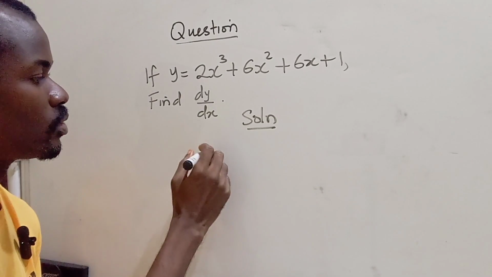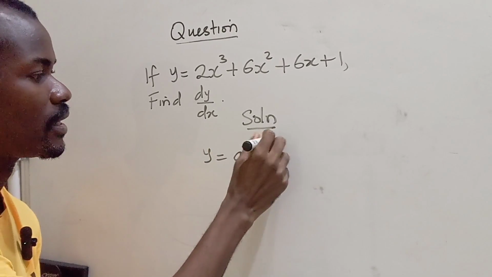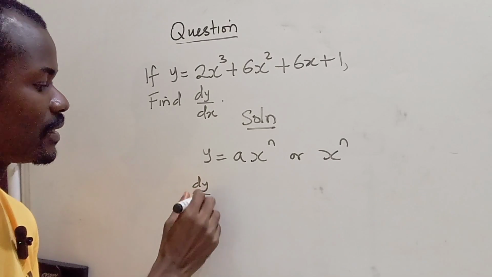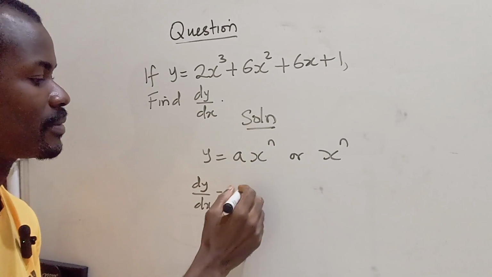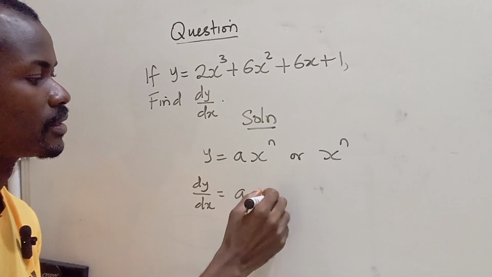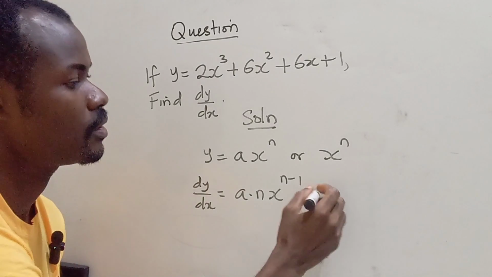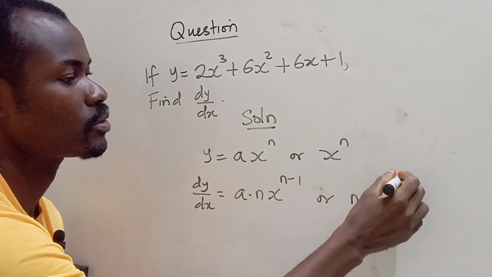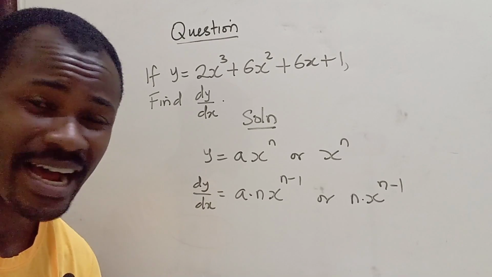Now the first thing you want to know is if I have y equals ax raised to power n, or x raised to power n, my dy over dx is, I'm going to use n to multiply it, so a times n, x raised to power, then I subtract 1 from the power. Or n will times x, and we subtract 1 from the power. It's as simple as that.